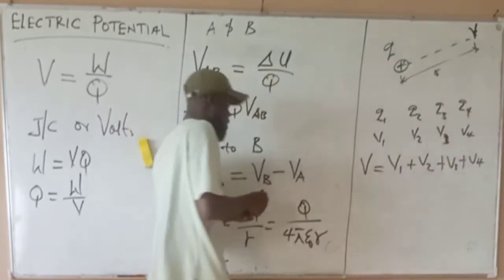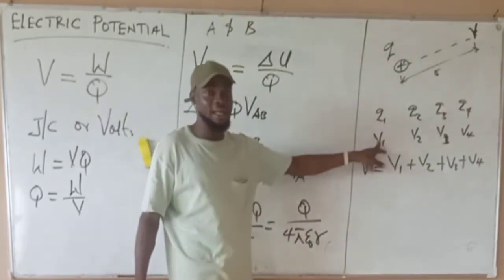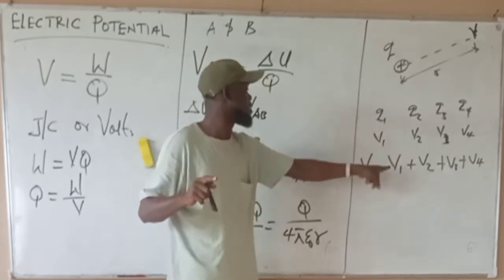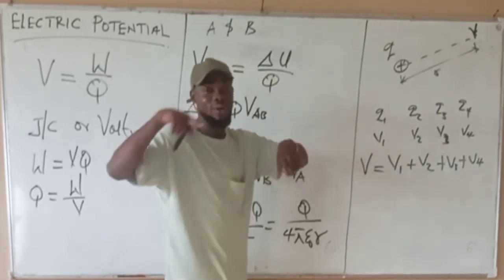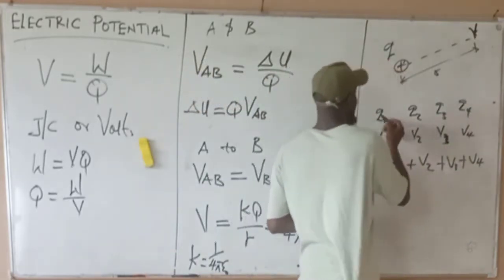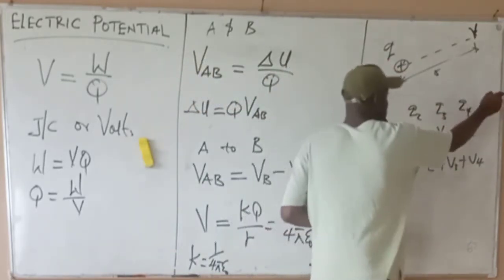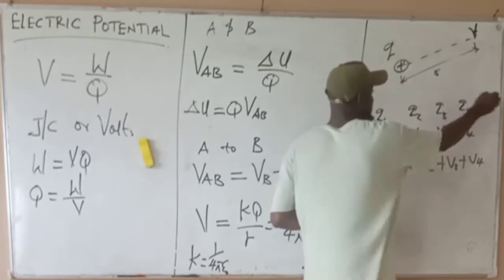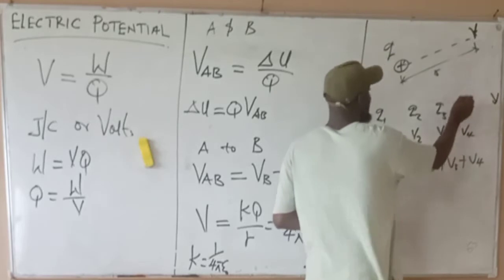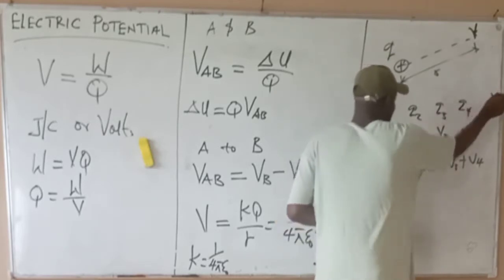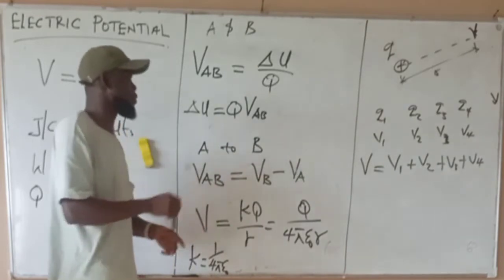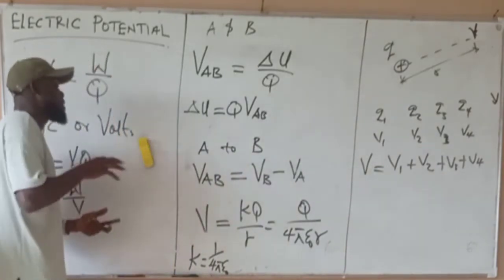Add them together. Remember, to calculate the potential due to just one charge, it is K times the charge over the distance between that charge and where you are getting the potential. Let's say we want the potential at some point here: K times this charge divided by the distance between this charge and the point, K times this one divided by the distance between this and the point. That's how we calculate the potentials.